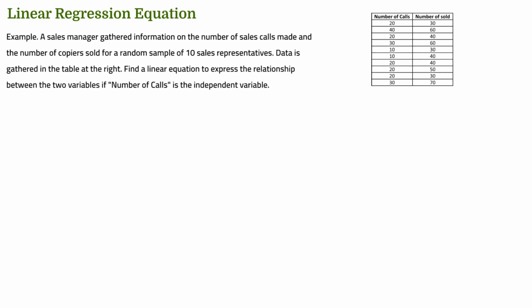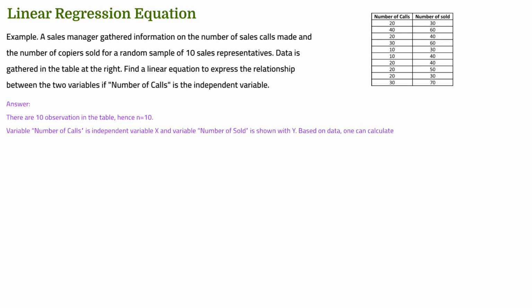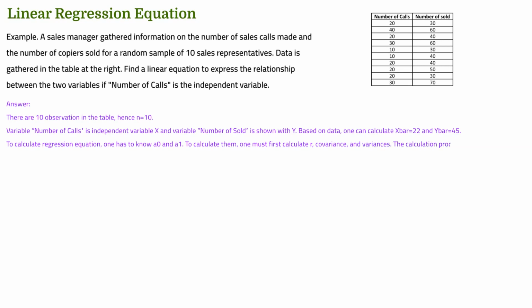Here's the data. We have number of calls and number of sold copiers for 10 representatives. Every row shows a representative. There are 10 observations in the table, hence n is equal to 10. Variable number of calls is the independent variable x, and variable number of sold is shown with y. Based on the data, one can calculate x bar 22, y bar 45. To calculate a regression equation, one has to know A0 and A1. To calculate them, one must first calculate R, covariance, and variances.